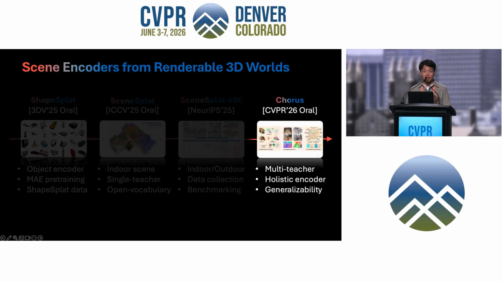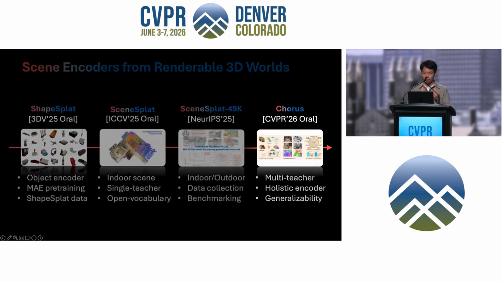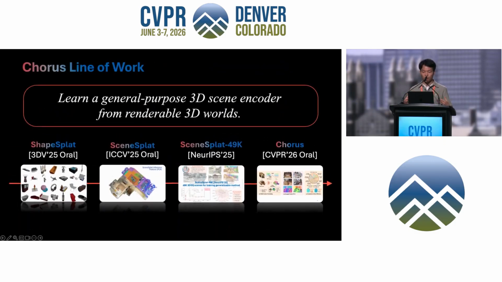Here, we made a deliberate change. Earlier in this line, we mainly explored self-supervision. And in Chorus, we part from 3D self-supervision and ask whether multiple 2D foundation models can help us build a strong 3D scene encoder. Why this different route? We will justify it later in experiments. Together, for the Chorus line of work, our goal is really to learn a general-purpose 3D scene encoder from the renderable 3D worlds.